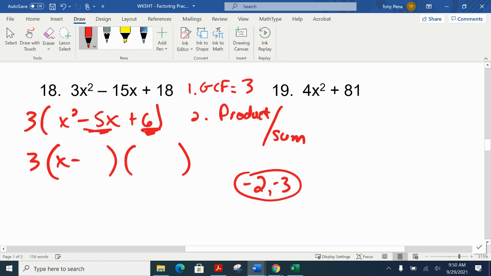So we would have x minus 2, x minus 3. That then is our final answer. So that time we were able to do both. All right, 19. See what you think about 19.